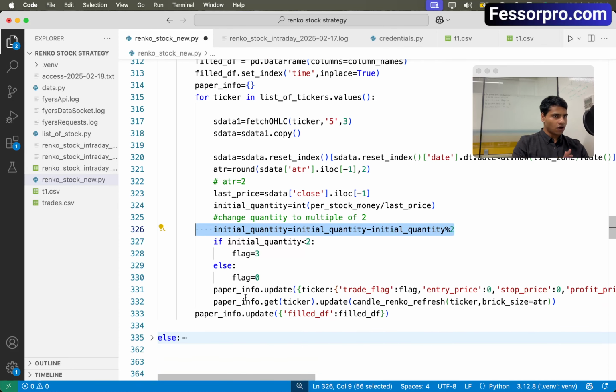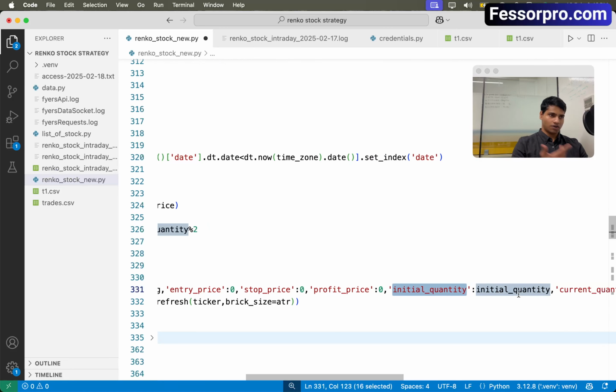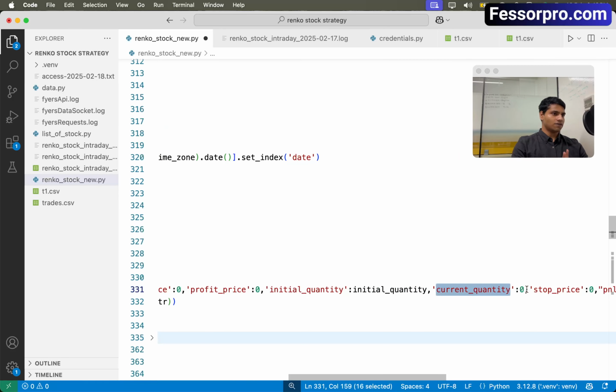Okay. Now after doing all this, I'll update my paper info variable. So these are all the information I need. First, I need the trade flag, which will be initially 0. 0 trade flag represents I have not taken any trade. Entry price, whatever price I enter. Then stop price, profit price, initial quantity, whatever the initial quantity is. Current quantity will be initially 0.